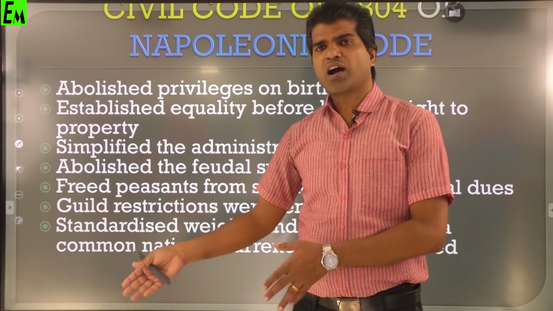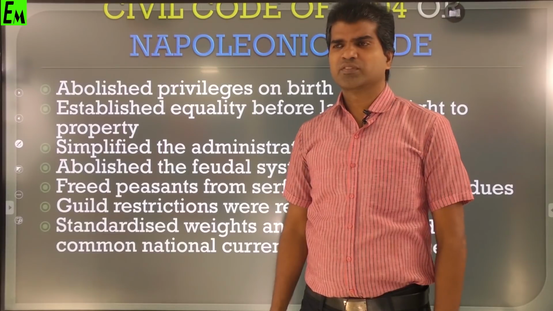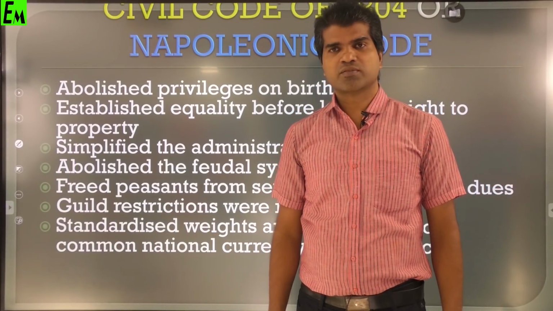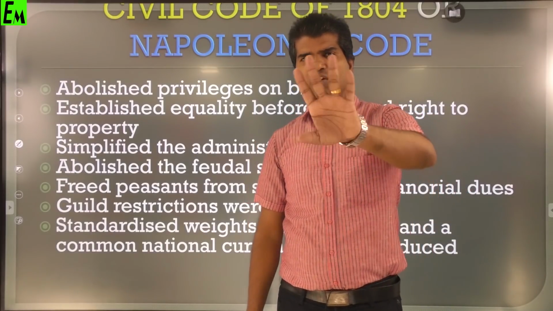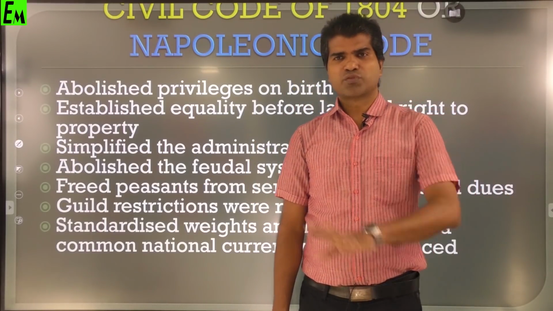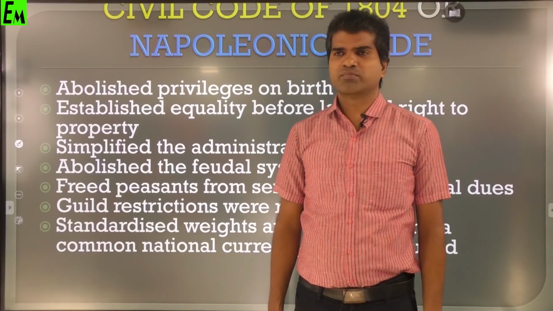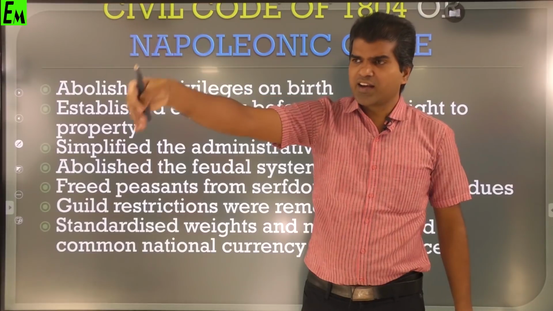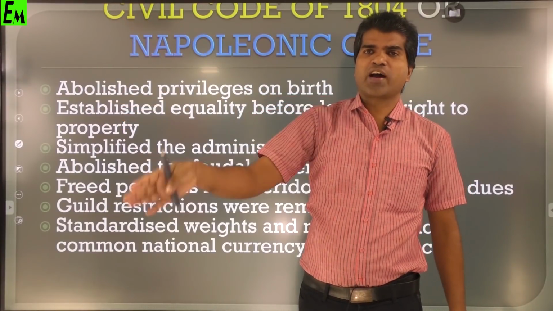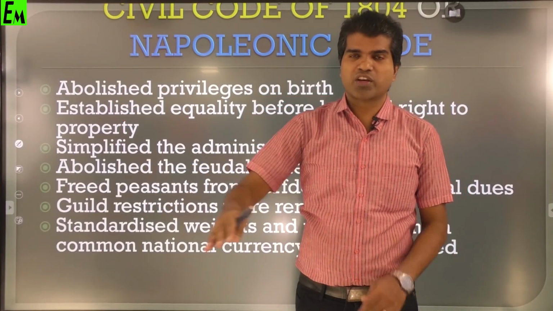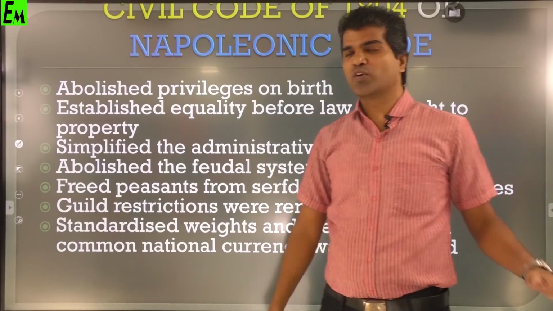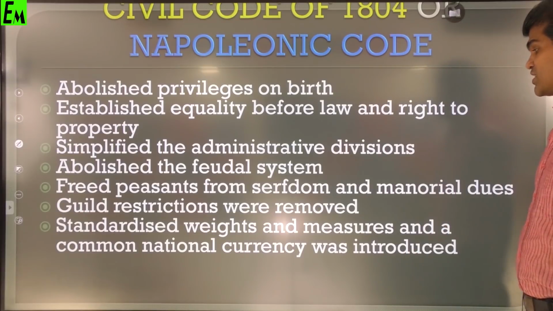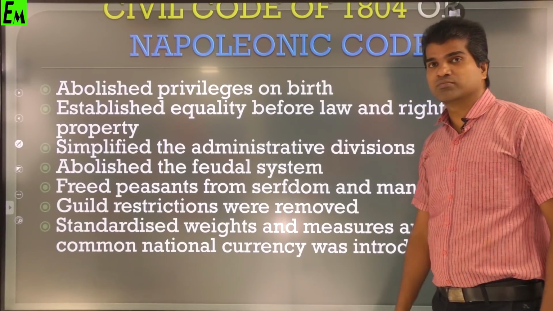So they were under serfdom. They were just like slaves working under these feudal lords. Napoleon Bonaparte told them to stop this feudalism, this system itself. Let them have their own property, their own land, and let them have their own wages for the work they are doing. This system of feudalism he abolished, and he freed the peasants from serfdom and manorial dues.